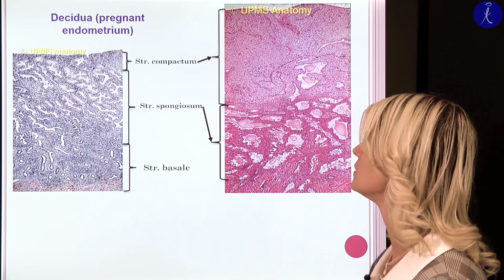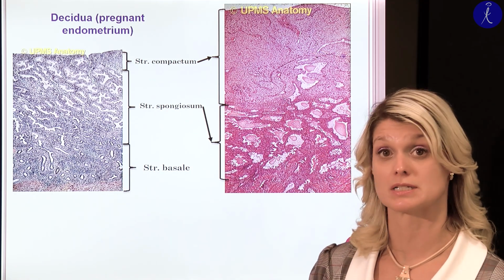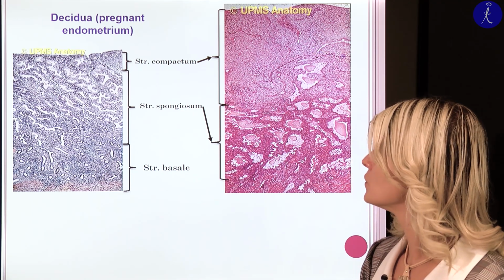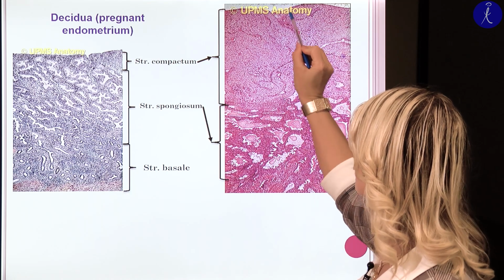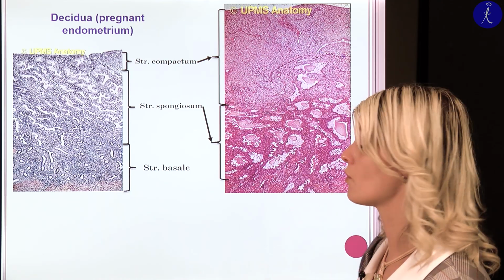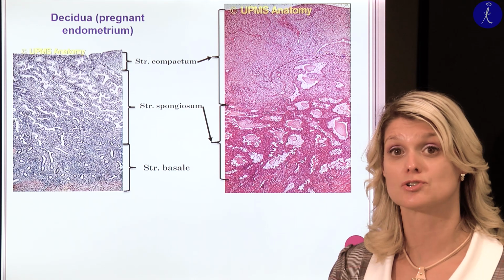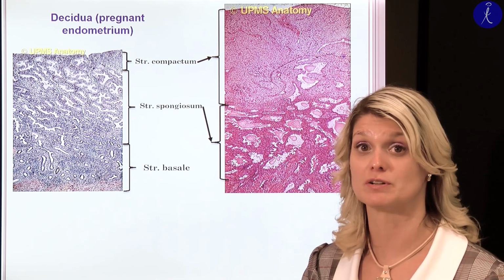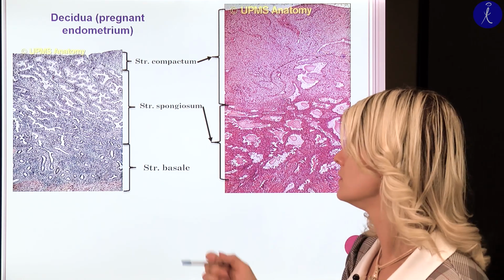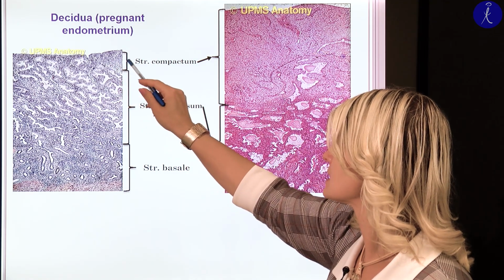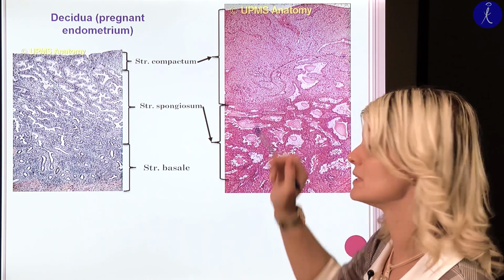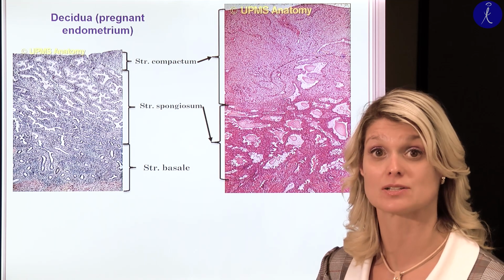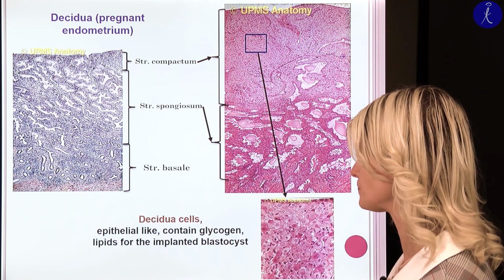How does the endometrium change during the pregnancy? Here you can see that the uppermost layer of the endometrium, which is called stratum compactum, will be enlarged, it will be much bigger. Here the pseudo-decidual cells will change and they will be decidua cells. The decidua means the pregnant cells of the pregnant endometrium.